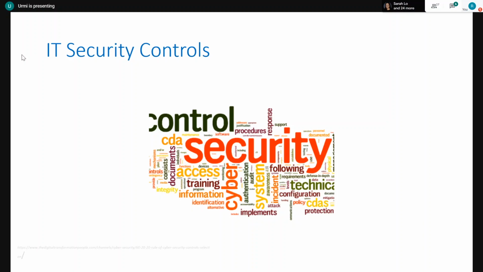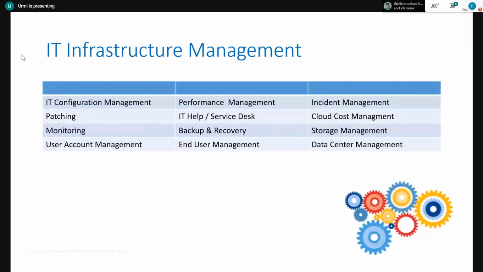I cannot emphasize how important it is, and I'm super excited that there's going to be a whole session just on security. The next thing I want to talk about is IT management, infrastructure management.